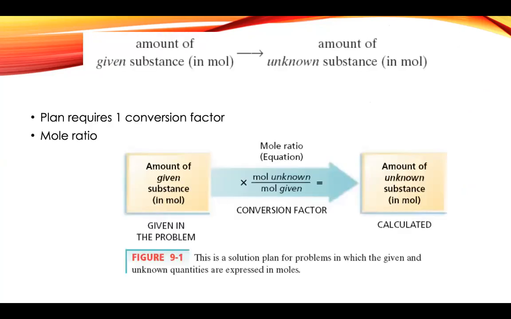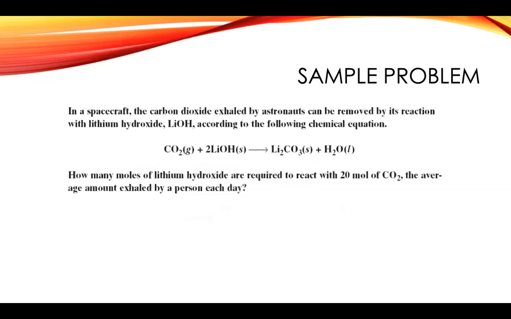Okay, it's kind of a repeat of what I already did. Here's just another way of looking at it. If you're given the amount of substance in moles and you're asked to find an unknown substance in moles, you just use your mole ratio. I find it easier to do this in practice rather than looking at general plans, because thinking of moles of unknown over moles of given can get really confusing. So let's just look at an example and do one together.